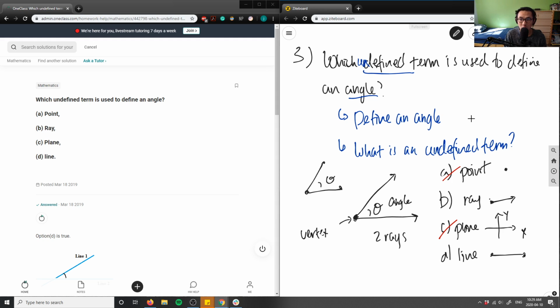What is an undefined term? When we talk about undefined terms, there's only three undefined terms that you should be familiar with. Point is an undefined term, a line is an undefined term, and a plane is an undefined term. And when we talk about undefined terms, from these terms we can define other terms such as a ray. A ray is a defined term, right? A ray is made up of one point and a line, right? And that's what it is.